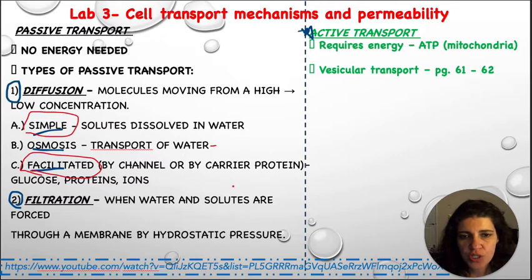Well, filtration is another type of passive process. It's just when water and solutes are forced through a membrane by hydrostatic pressure. This is something that you see, for example, when we study the kidney. You're going to understand how the glomerulus has that type of effect, okay?